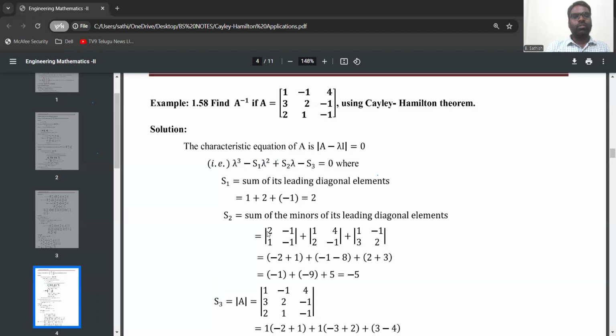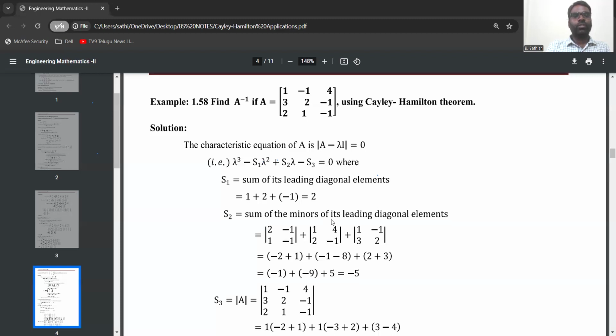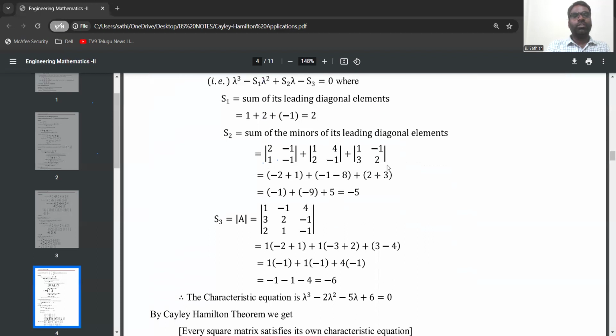So that is the first element minor plus second element minor is simply removing this column and row. We'll get 1 4 in the first row, in the second row 2 minus 1. This is the minor of second element. Next to minor of third element is just removing the last row and last column. We'll get the determinant of 1 minus 1 3 2. So these are the values we are getting.